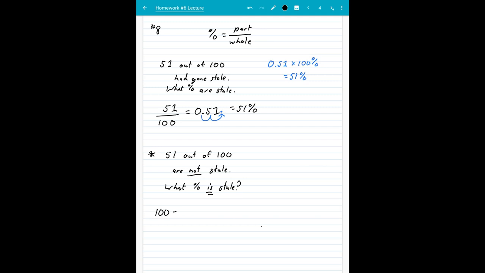So think of it this way: 51 out of 100 are not stale. You say 100 minus 51 to take that number out. That equals 49 left. So if 51 are not stale, that must mean 49 are stale. So 49 out of 100 are stale, and that would simplify to 0.49. Move the decimal over twice to the right, that gives you 49%.